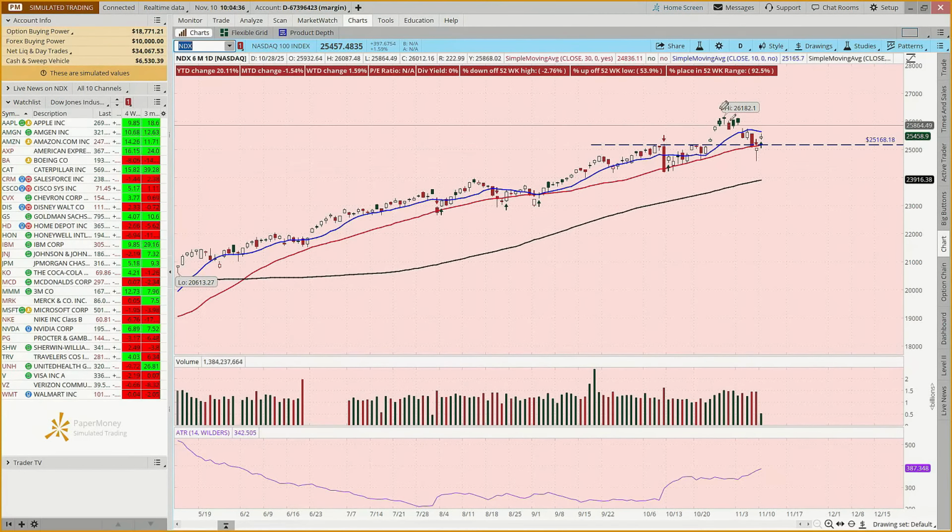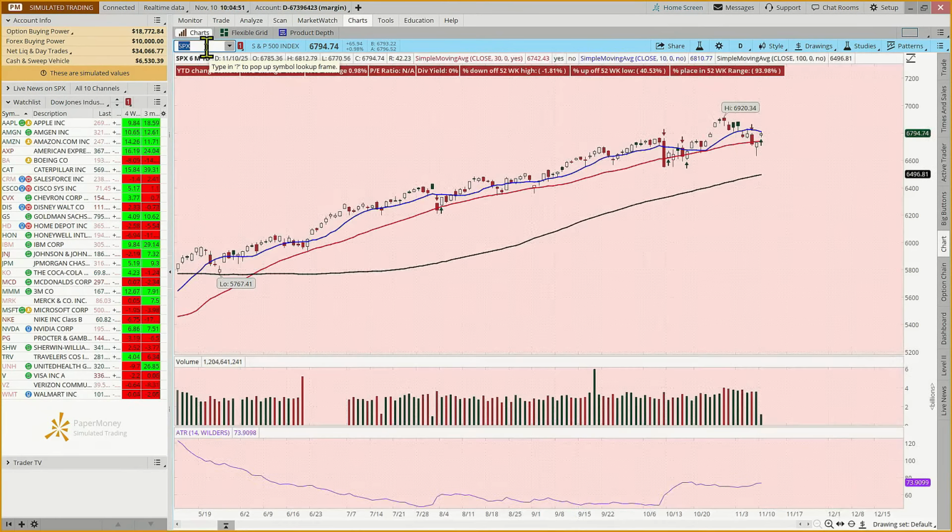We see that here on the NASDAQ as well. It came back and kissed the 30-day moving average, as it has done many times since April. This is a 6-month chart. Year to date, the NASDAQ is up 20%. The S&P 500 is up a little less, but still up 15, which is pretty decent.